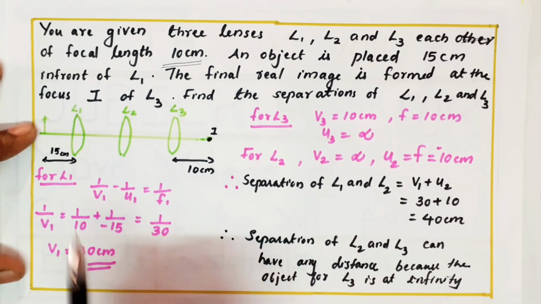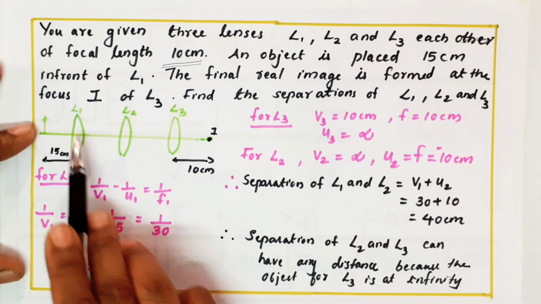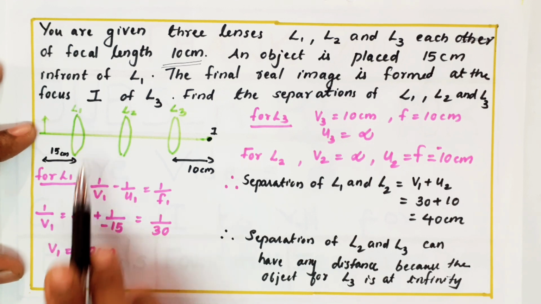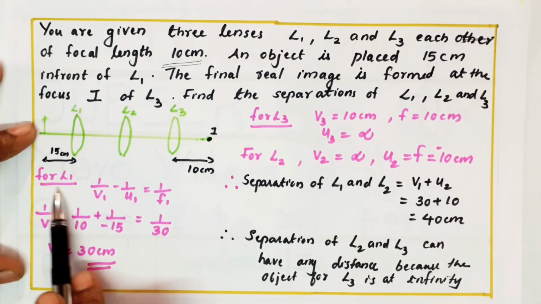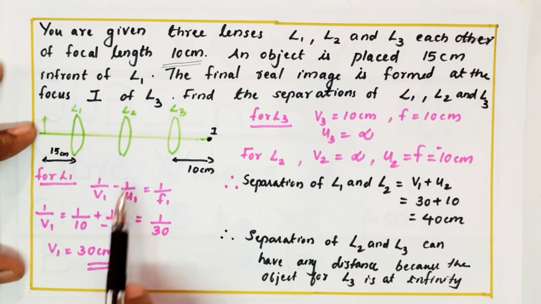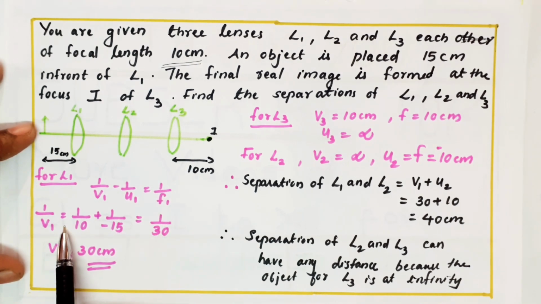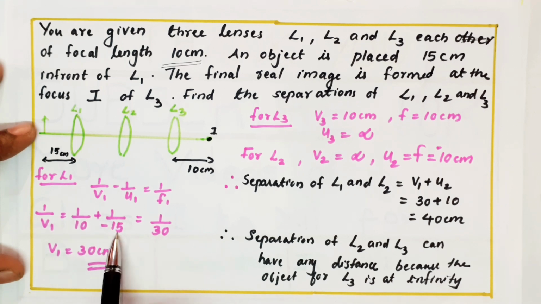First, I know the object distance, I know the focal length, so I can find where the image is located for the first lens. That I did first. For the lens L1, 1/V1 minus 1/U1 equals 1/F1. 1/V1 is 1/10, I substituted the value, plus 1/(-15), applied the sign convention. That is equal to 1/30, or V1 equals 30 centimeter.